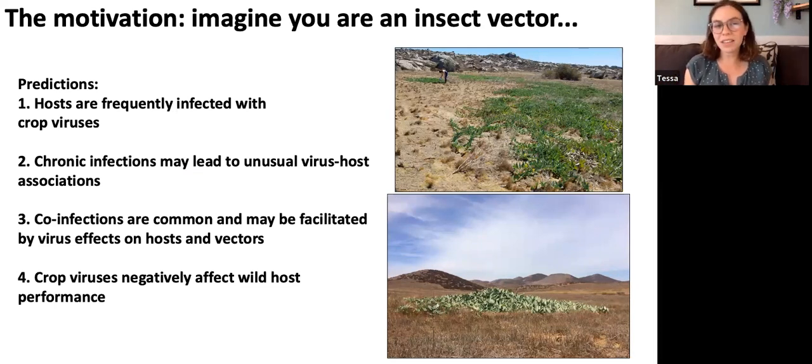Based on this, I predicted that hosts are frequently infected with crop viruses, and chronic infections may lead to unusual virus-host associations. I also predict that co-infections, more than one virus at a time, are common and may be facilitated by virus effects on hosts and vectors. And lastly, important for conservation especially, crop viruses negatively affect wild host performance.